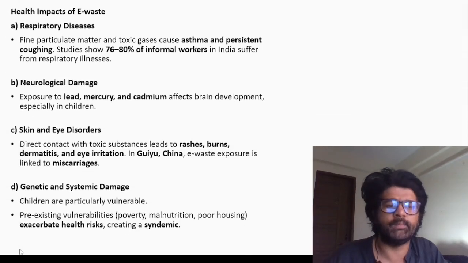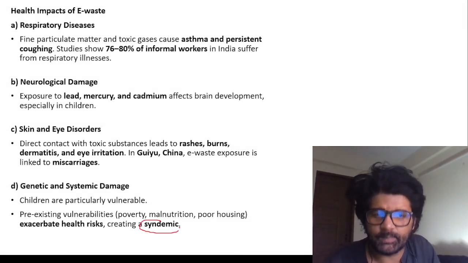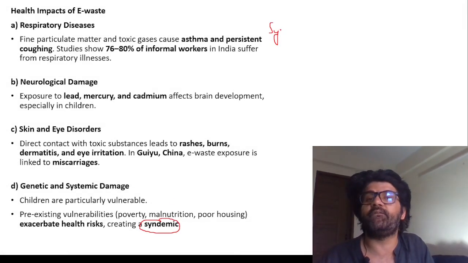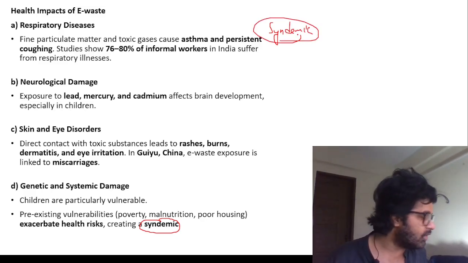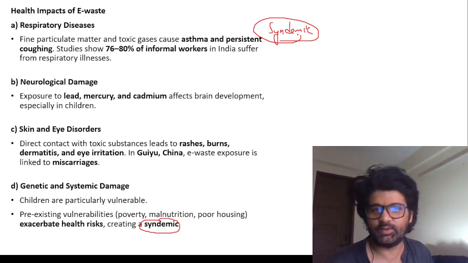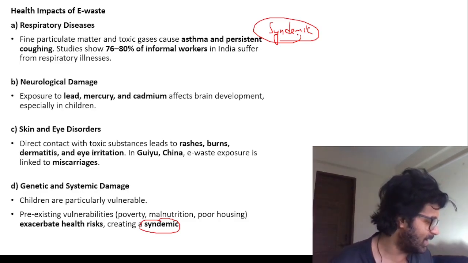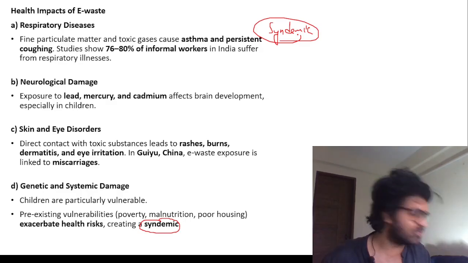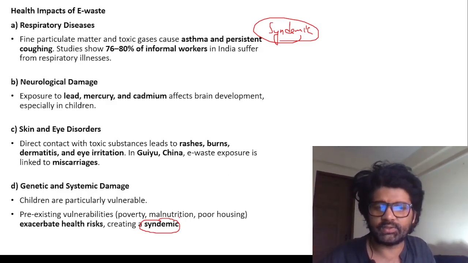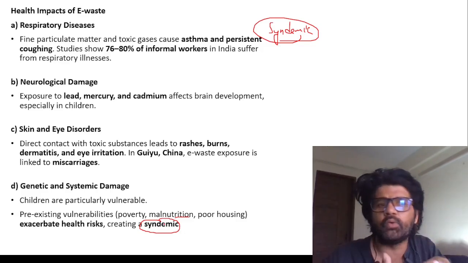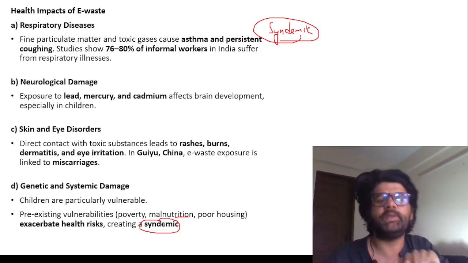Rather than informally. It creates a scenario known as syndemic. Focus on these keywords, they are really important. What is syndemic? You cannot guess it if you have not read it earlier. You may equate it with pandemic and epidemic. Syndemic means multiple conditions. Let's say you are poor, you are malnourished, and then you also get a disease like a respiratory disease, so that creates multiple conditions. You suffer from three or four more diseases because of pre-existing vulnerabilities.